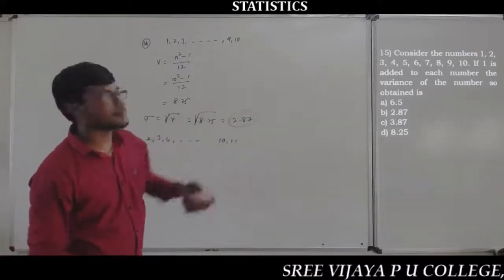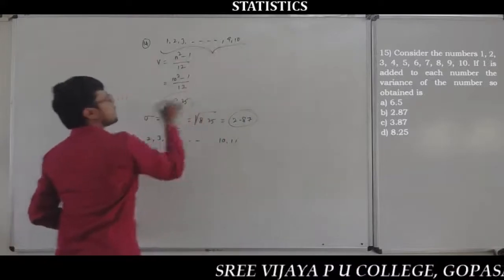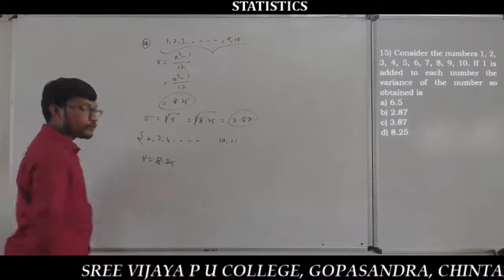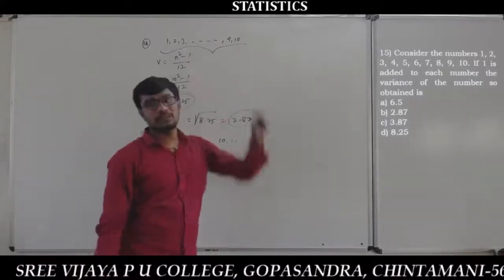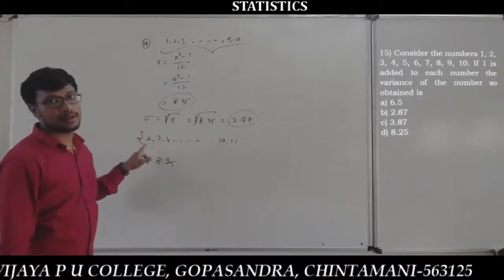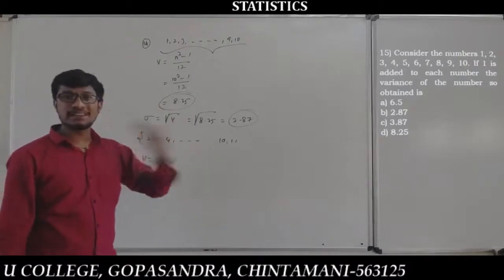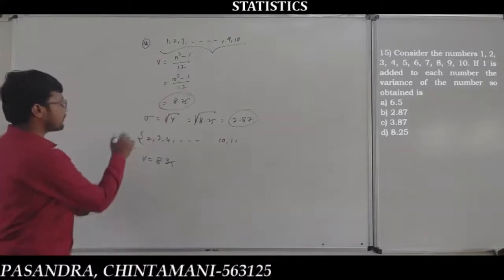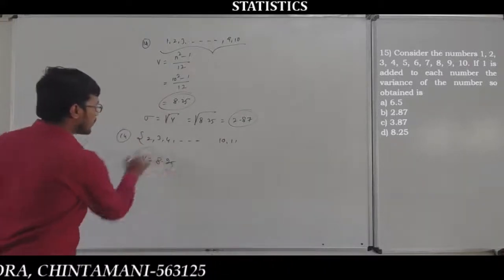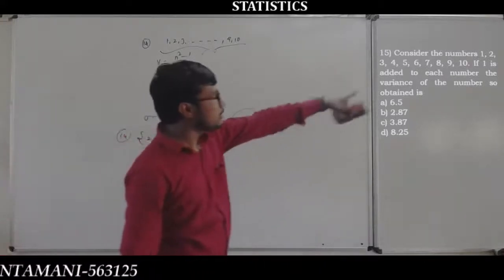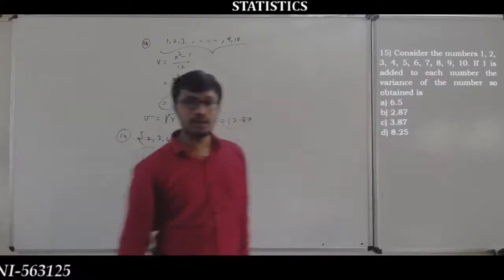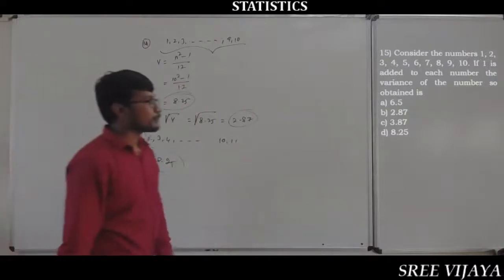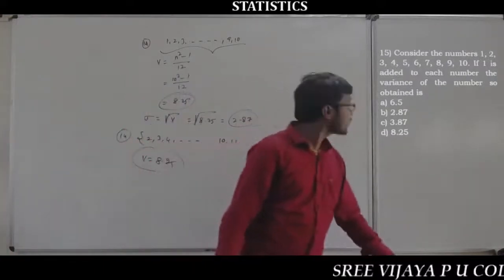So what is the variance for these? It is 8.25 only, because for any observations, if you add a fixed number, the standard deviation and variance both stay the same. So for this observation, the variance is the same as in the previous problem, 8.25. So option D. Got it? Next one.